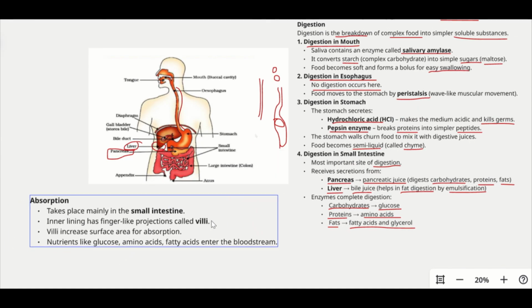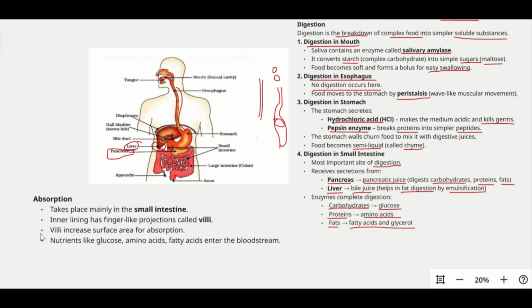Now absorption. So what is absorption? It takes place mainly in the small intestine. Whenever we take in some food and it gets digested, the next step is absorbing all the needed nutrients from that digested food, right? That occurs in the small intestine. The majority of it occurs in the small intestine.